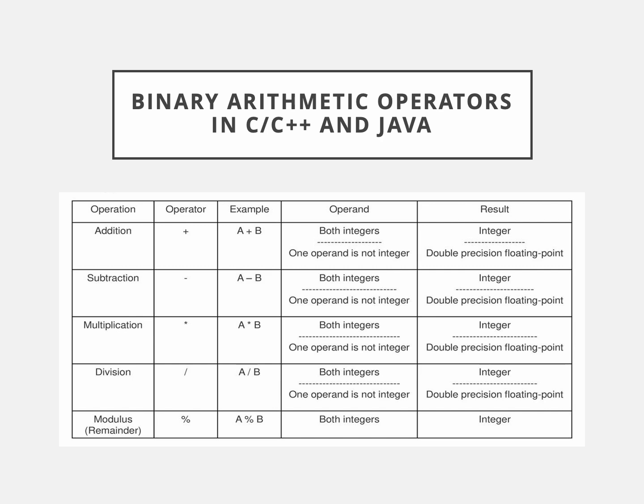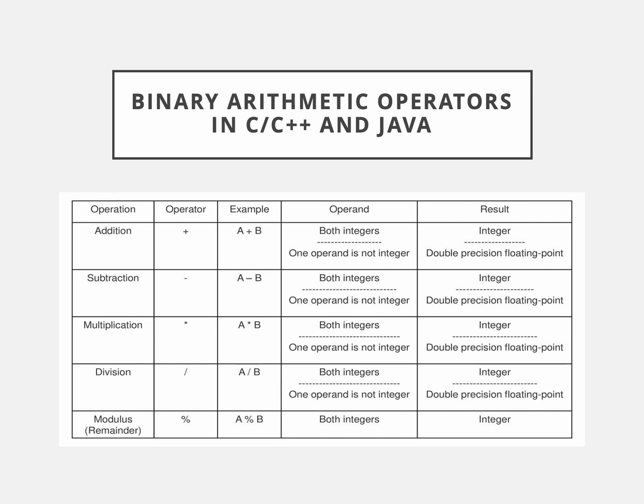Okay, now that we have covered unary operators, let's move to binary or arithmetic operators, which are the most commonly used operators in programming. These operators take two operands and perform mathematical operations such as addition, subtraction, multiplication, division, and modulus. The table on this slide provides an overview of how binary arithmetic operators behave in C and C++ and also in Java. So here, let's go through each operation.